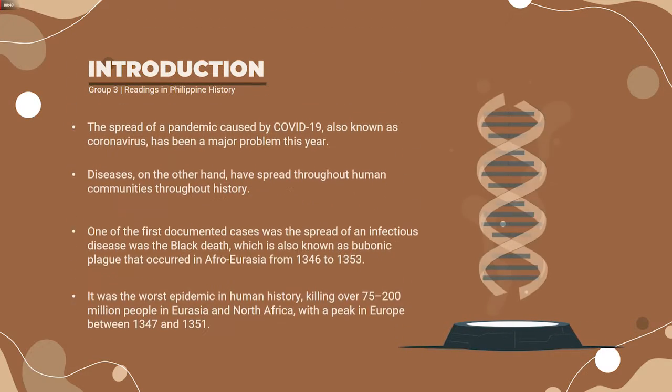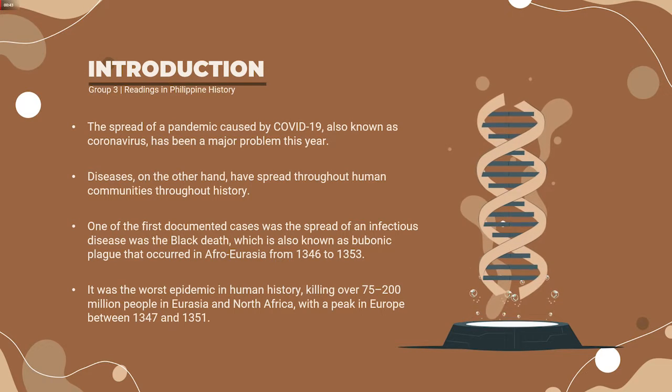The spread of a pandemic caused by COVID-19, also known as coronavirus, has been a major problem this year. Diseases, on the other hand, have spread throughout human communities throughout history. One of the first documented cases was the spread of an infectious disease known as Black Death, also known as bubonic plague, that occurred in Upper Eurasia from 1346 to 1353. It was the worst pandemic in history, killing 75 million to 200 million people in Eurasia and North Africa, with a peak in Europe between 1347 and 1351.